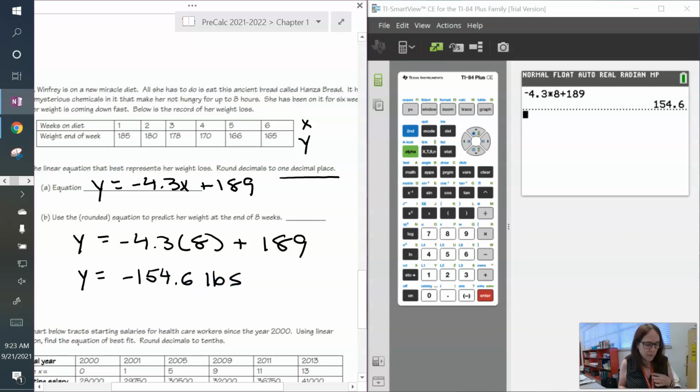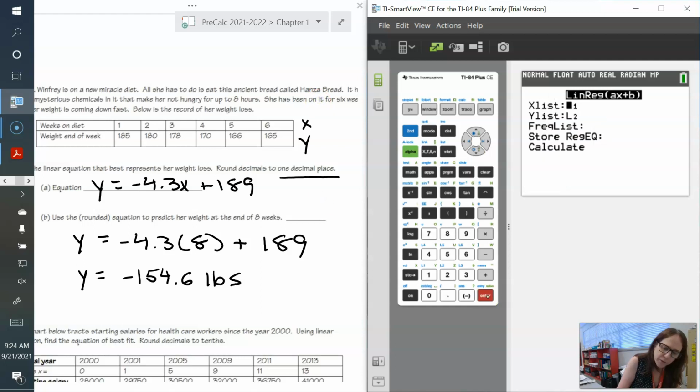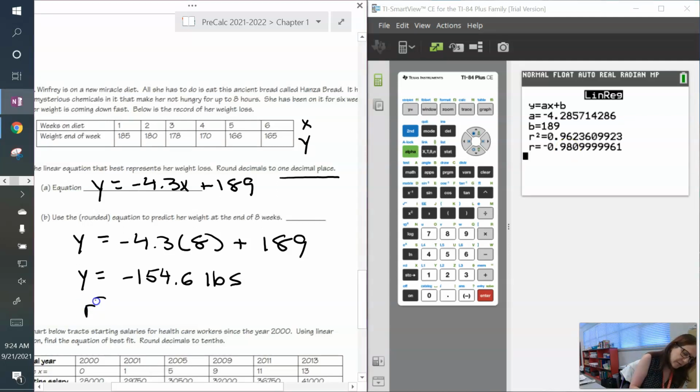I didn't ask you this on this example, but let's take a look again at the r squared. Let's take a look at our correlation coefficient. So r squared is 0.96. And that's really close to 1, so this means that this is a good correlation.